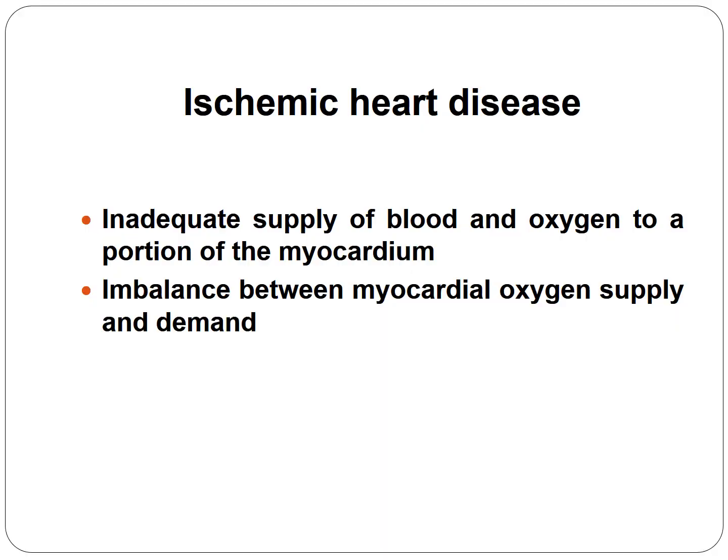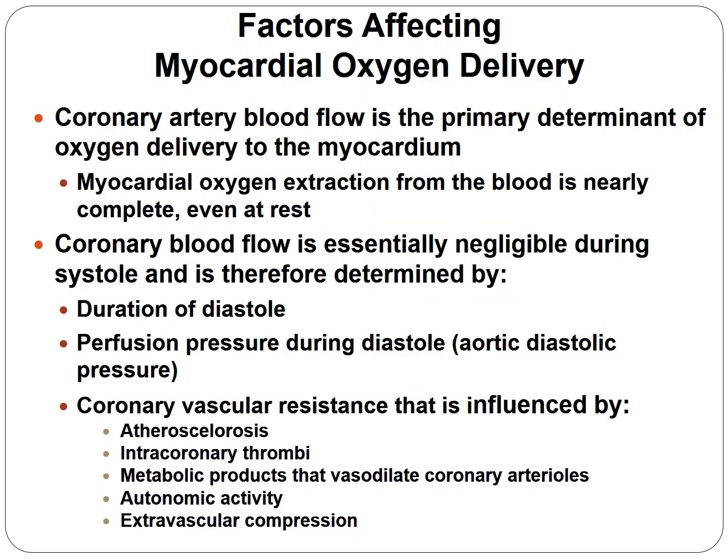Ischemic heart disease is caused by inadequate supply of blood and oxygen to a portion of the myocardium. It is an imbalance between myocardial oxygen supply and demand. So when the tissue doesn't get enough oxygen, what they need. Factors affecting myocardial oxygen delivery are basically determined by the coronary flow.